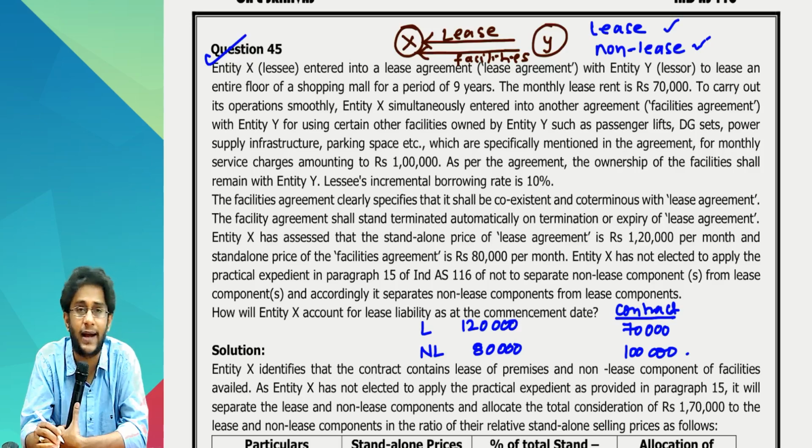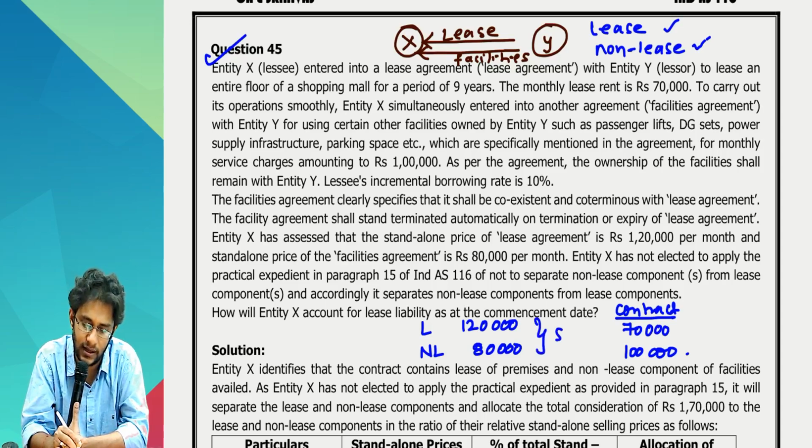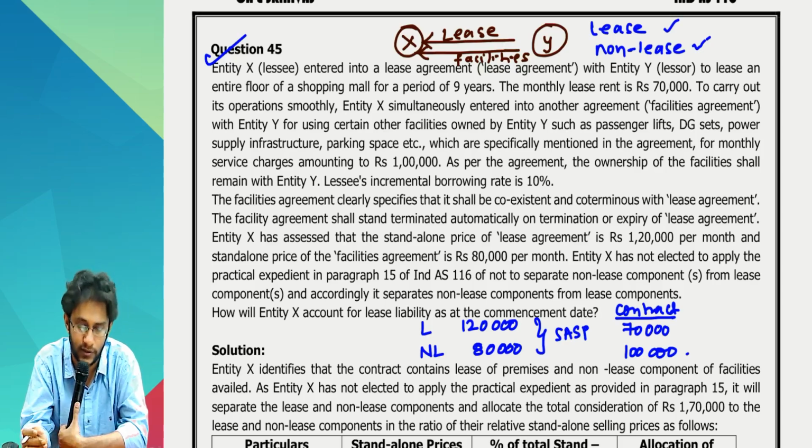But we cannot accept the contract values because there is a lease and a non-lease component. The total consideration must be apportioned between lease and non-lease component in the ratio of the standalone selling prices, and these are your standalone selling prices. So what you must do is, 1,70,000 rupees you must allocate in the ratio of standalone selling prices first.